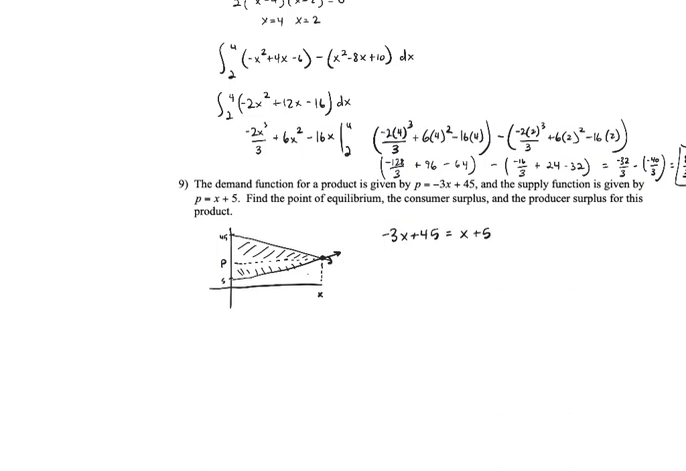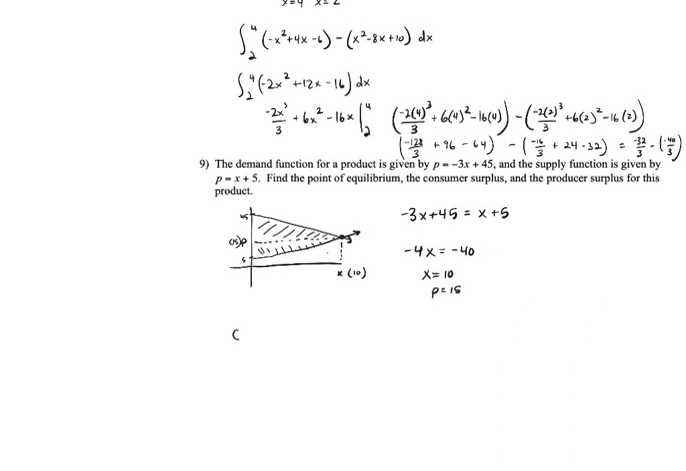Okay. So that gives us negative 4x equals negative 40. So x equals 10. So the value of equilibrium here is x equals 10. We just need the price value. So if we plug in 10 for either one of the equations, 10 plus 5 is 15. So price is 15. So this is 10. That's 15.